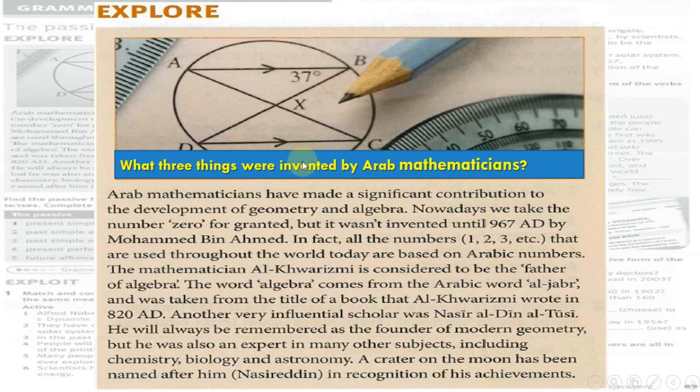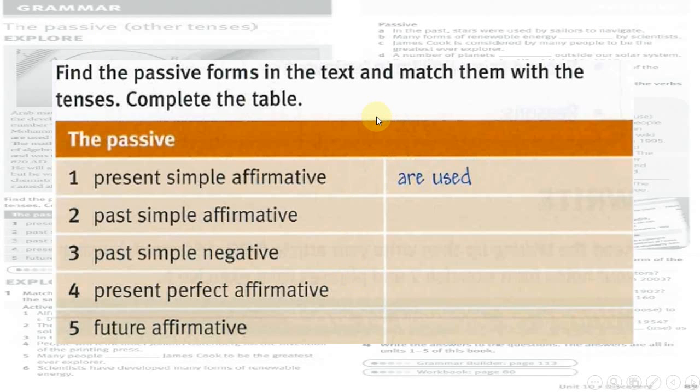Now going back to our question, what three things were invented by Arab mathematicians? Actually, the number 0 and algebra and also the geometry. Okay. Now I need you, my dear students, to find passive forms.